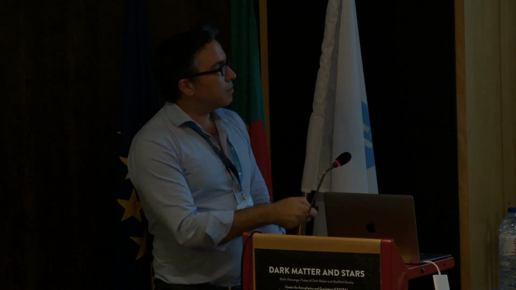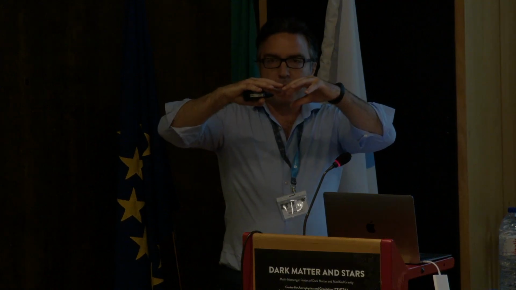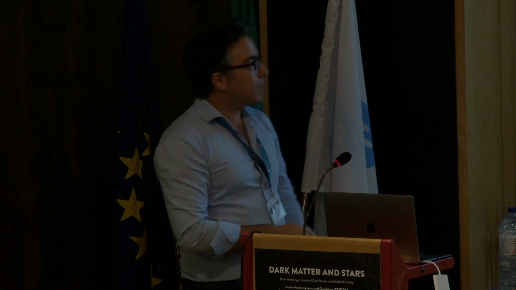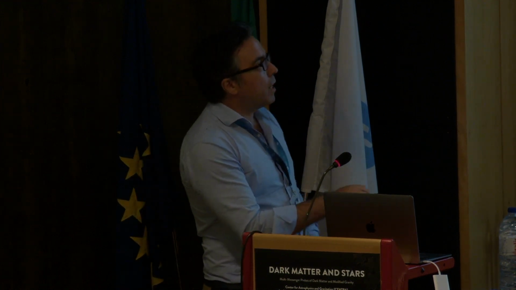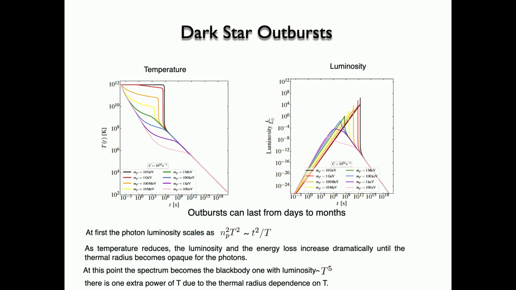And this outburst actually cannot last forever, and it stops when this thermal sphere becomes opaque, and then you just have a black body radiation. So the black body starts emitting photons with a luminosity that goes as T to the 5. So this is not a mistake. The T to the 5 has to do with the fact that it's the usual T to the 4, but then there is an extra T dependence in this particular problem, because the thermal radius of this sphere is proportional to the square root of T, okay? So that gives you the T to the 5 dependence. And as you can see, we played around with different parameters, but in principle, one can get outbursts that can last from days to months, and they can reach, in principle, quite big values, okay?